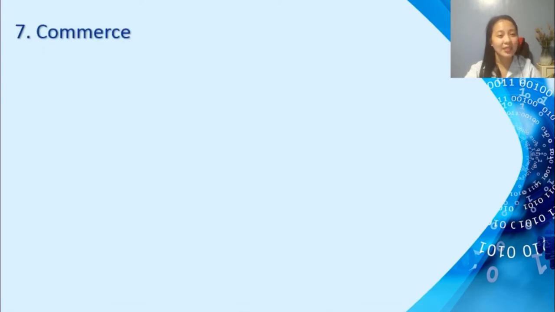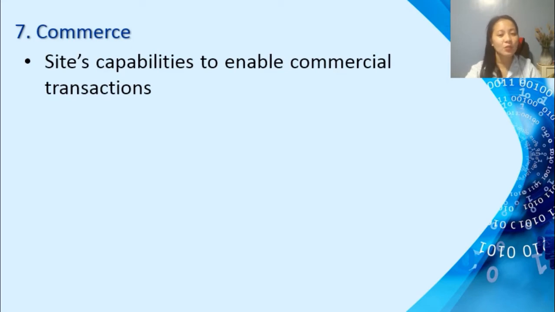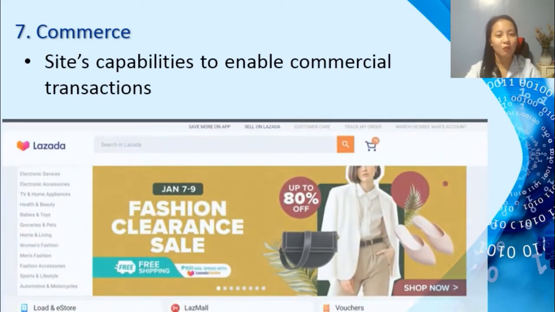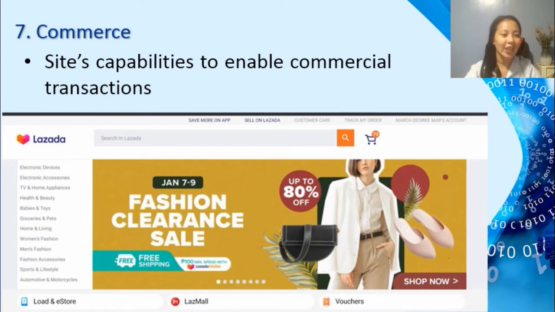The last C, or the last element, is commerce. The most popular example would be, of course, Lazada or other commercial websites. Here we have commercial transactions such as Load and eStore, the LazMall, and vouchers that sell on Lazada. You can also sell, and you can also buy, right, in Lazada. So you are enabled to have commercial transactions.